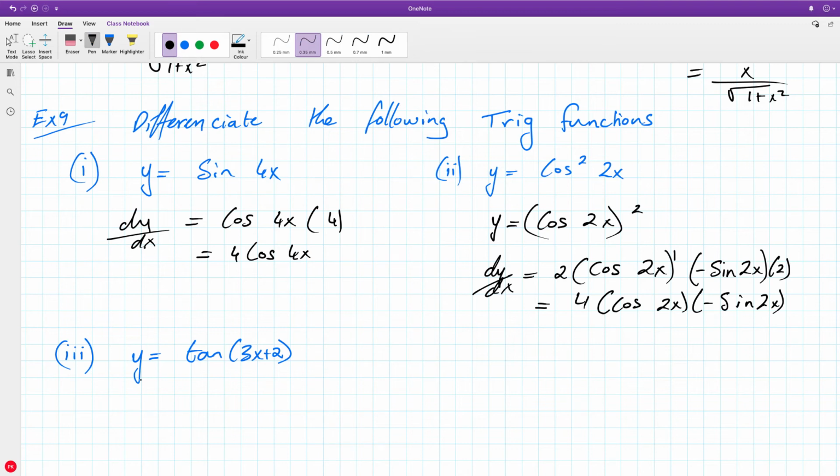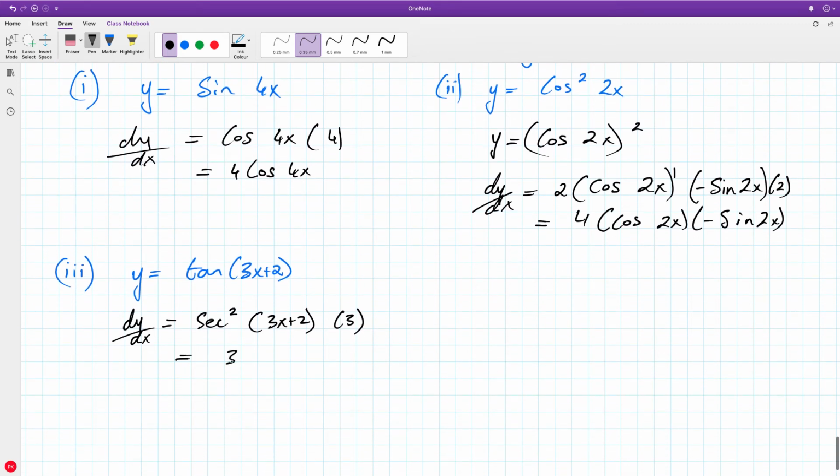So, y is equal to tan of 3x plus 2. So dy dx is equal to, differentiate the trig, sec squared of 3x plus 2, then differentiate the bracket, you get 3, which is equal to 3 times sec squared of 3x plus 2. Have we got this one? Cos cubed of x. Off you go. Differentiate the cos cubed of x.